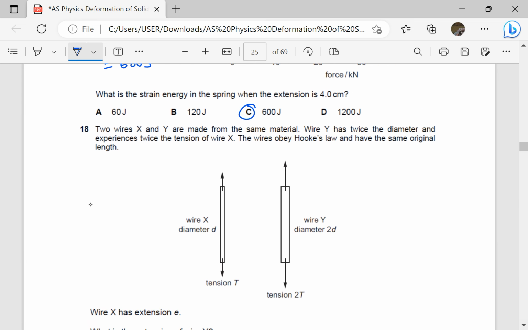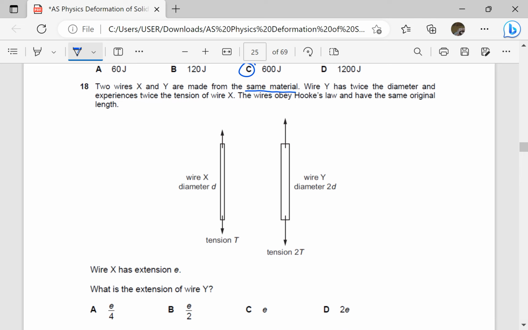Two wires X and Y are made from the same material. That means they have the same Young modulus. Wire Y has twice the diameter and experiences twice the tension of wire X. The wires obey Hooke's law and have the same original length. Wire X has extension E. What is the extension of wire Y?